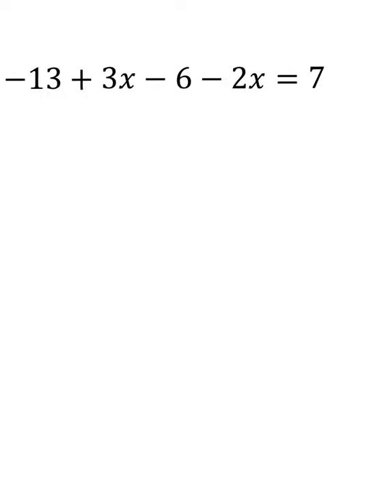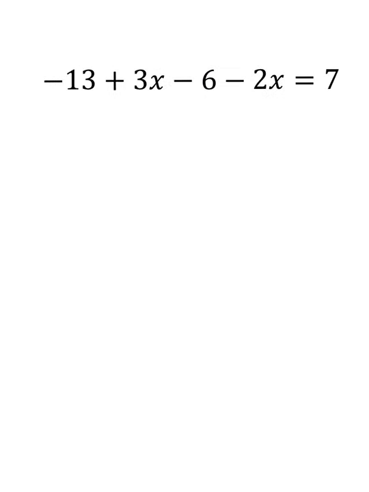One last one here. Sometimes our like terms are not always going to be right next to each other like they have been in the previous problems. But not to worry, we can still do the same thing. I have this 3x here, and then I have a negative 2x here. Those are in red, so I can combine those.